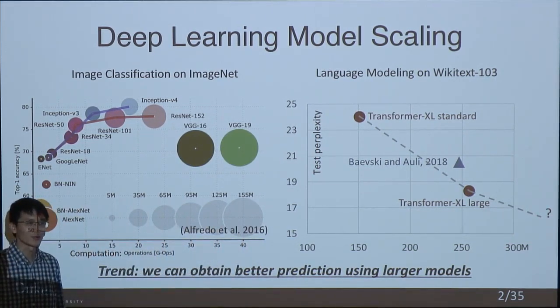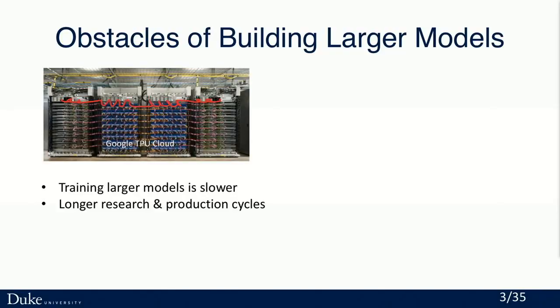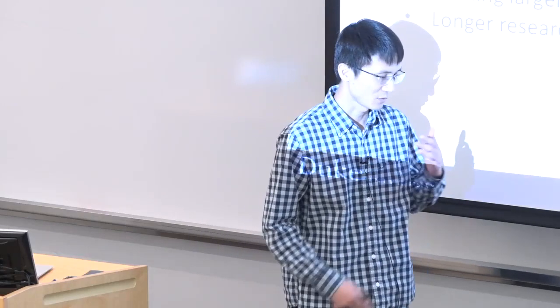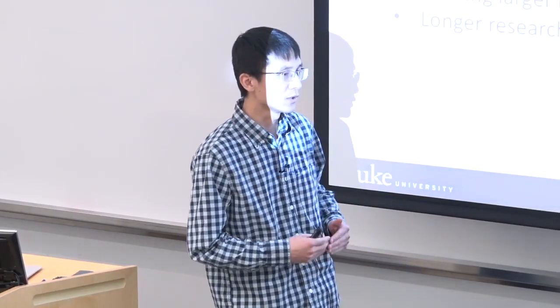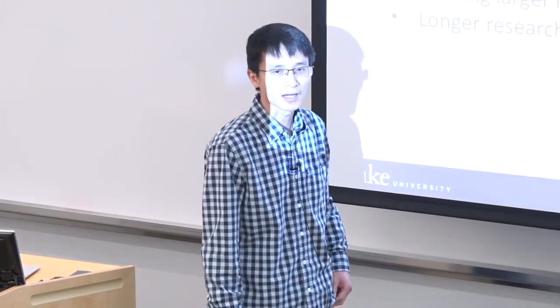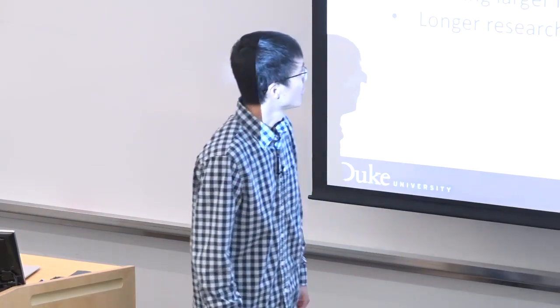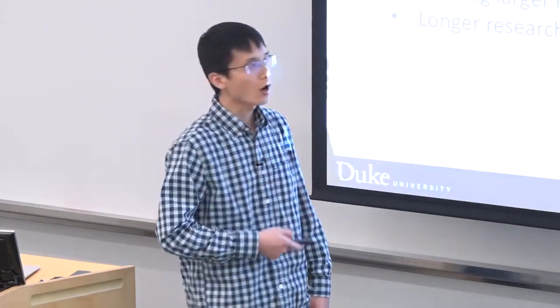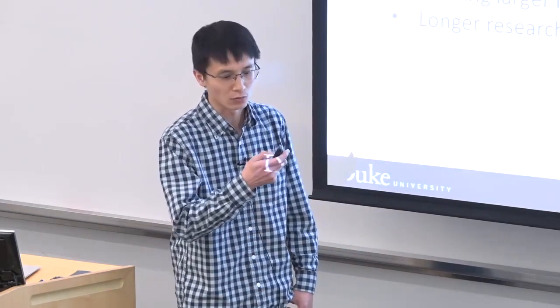So the question is, why don't we always build a larger model? But there are obstacles. The first obstacle is on the training side. Training a larger model is very slow. If we have a new model we want to evaluate, we want to check whether this new model is good or not, then we will take a longer training time to get the feedback. Usually we have to evaluate a lot of models before we find a good model. So if the model is too large, it will extend our research cycle and production cycle.